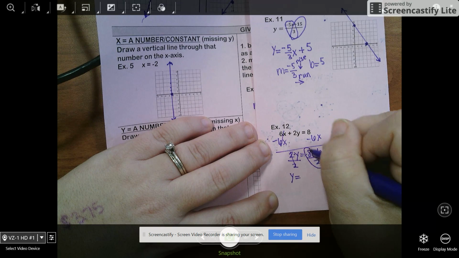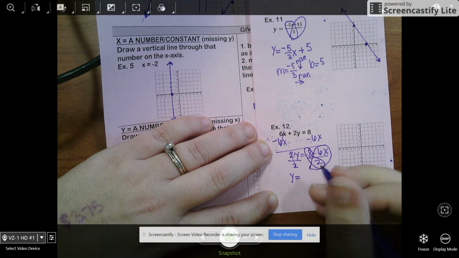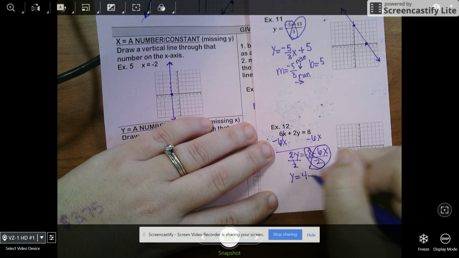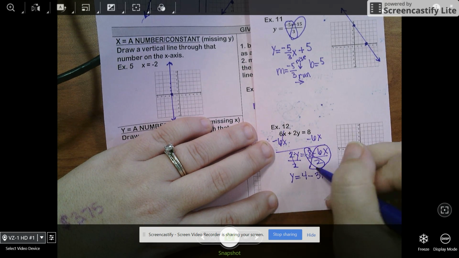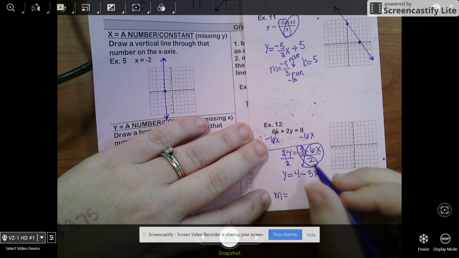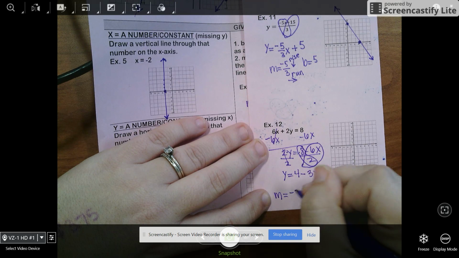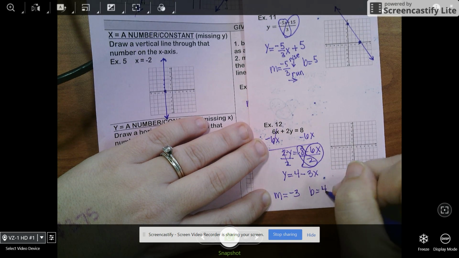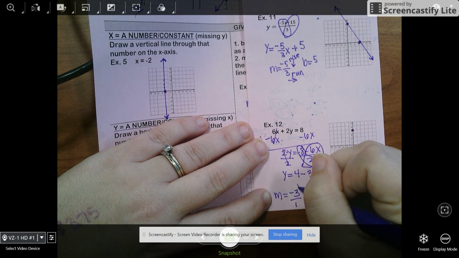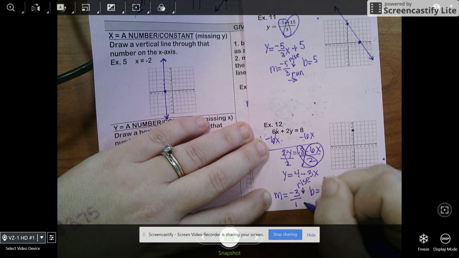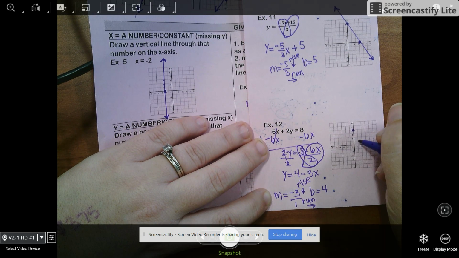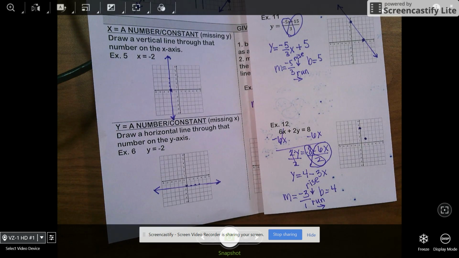So 8 divided by 2 and -6x divided by 2. So 8 divided by 2 is 4. -6x divided by 2 is -3x, because 6 divided by 2 is 3. Okay, so y equals mx plus b. The thing with my x is that -3. And the b this time is 4. So 4, and then this is -3 over 1. So my rise is down 3, and my run is to the right 1. So 1, 2, 3, and to the right 1. And then I'm just going to connect those two.